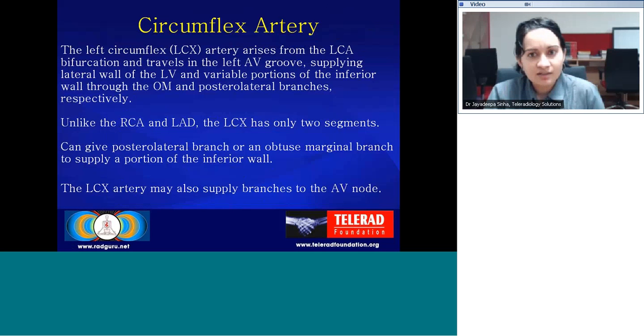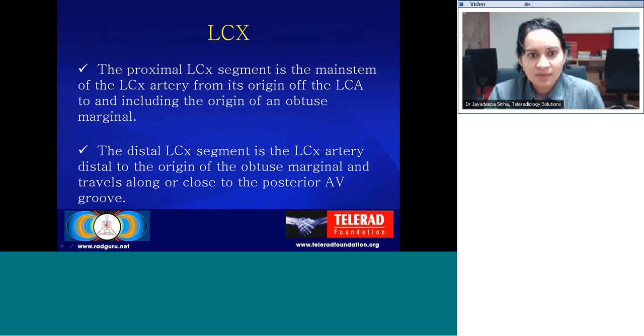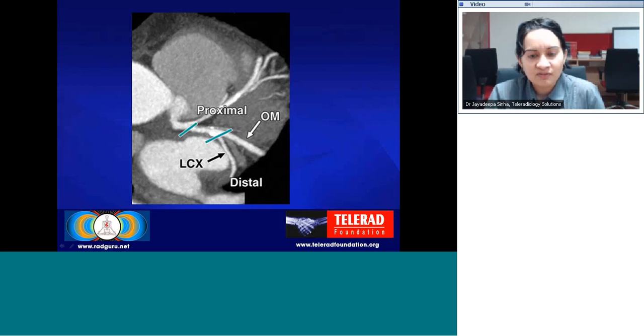Circumflex artery. This arises from the left common coronary artery and travels in the left atrioventricular groove supplying the lateral wall. Unlike RCA and LAD, LCX has only two segments. It can give a posterolateral branch or an obtuse marginal branch to supply a portion of the inferior wall. It also supplies branches to the AV node. The proximal LCX segment includes everything up to the level of the obtuse marginal branch right from the origin, and everything distally is called the distal segment.